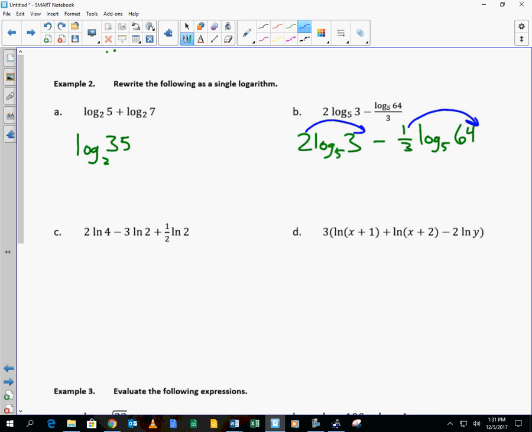So now I have log base 5 of 3 to the second power, which is 9, minus, what is 64 to the 1/3 power? 4. Now I have subtraction. Log base 5 of 9/4.